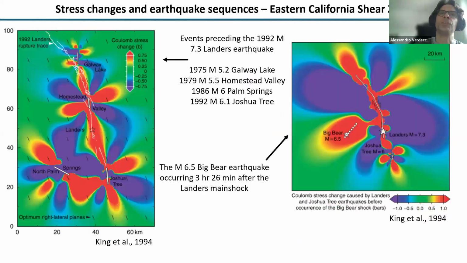But what I want to talk about more is relationship and interaction among big faults, and so stress changes and earthquake sequences. I want to start from, again, the first paper that came out. You can see an example of this, what I was talking about with the red, blue, and green color scale.